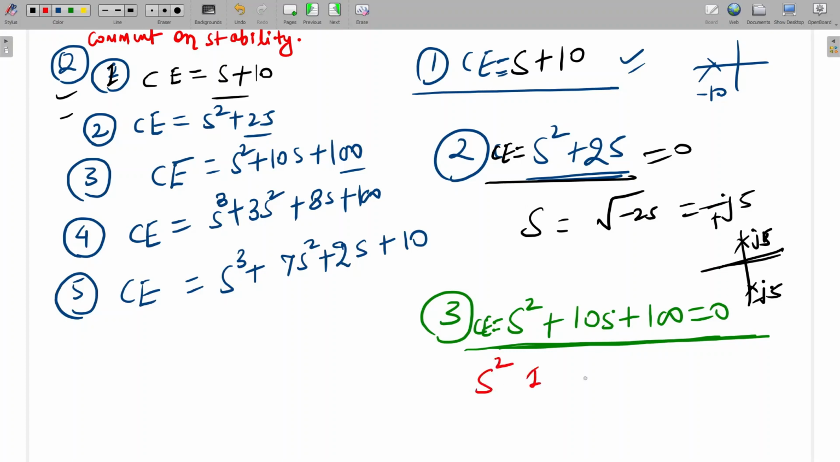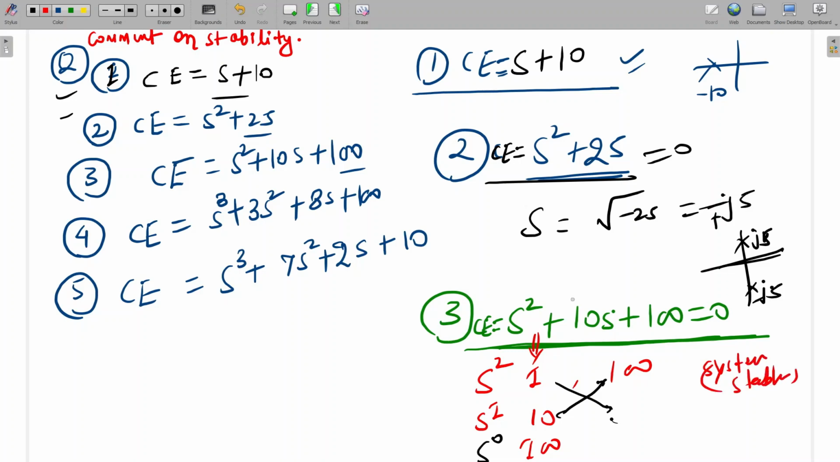Then it will be 1 and 100. Then again s to the power 1, and what is the coefficient? 10. If we multiply like this, what will be the s to the power 0 value? s to the power 0 equals this into this minus this into this. Here nothing is there, it means 0 will be there, divided by 10. So it will be 100 only here. Here s to the power 0 will be 100. So if you see the coefficients here, all coefficients are positive, so no sign change, system is stable.